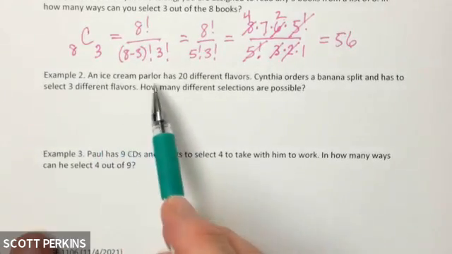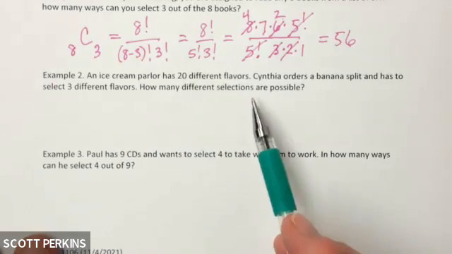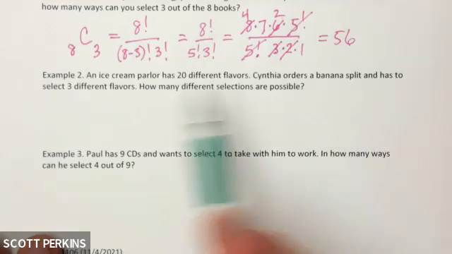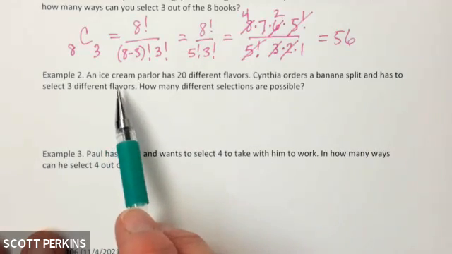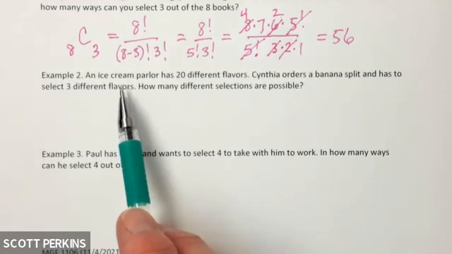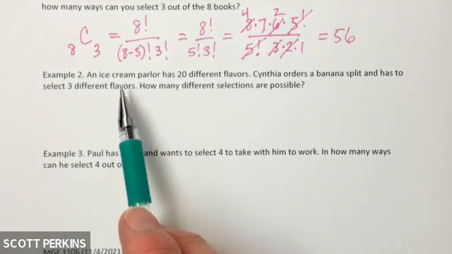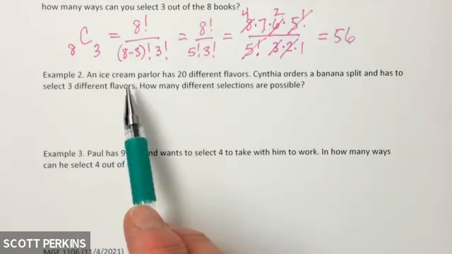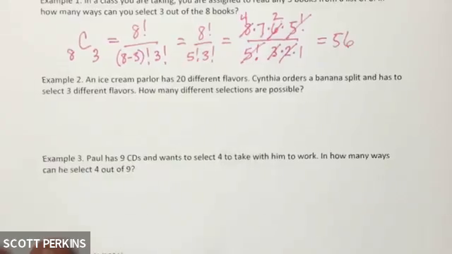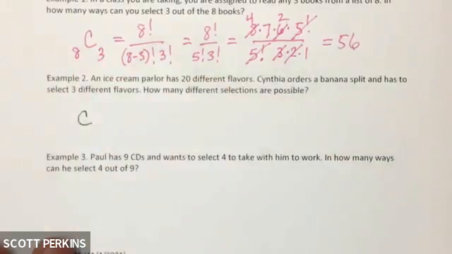Okay, so it says an ice cream parlor has 20 different flavors. Cynthia orders a banana split and has to select 3. So again, you're not getting more of the first and less of the second. There's no difference in what order you pick these 3 flavors. That's why order does not matter here. So how many different selections are possible? So it's a combination problem.